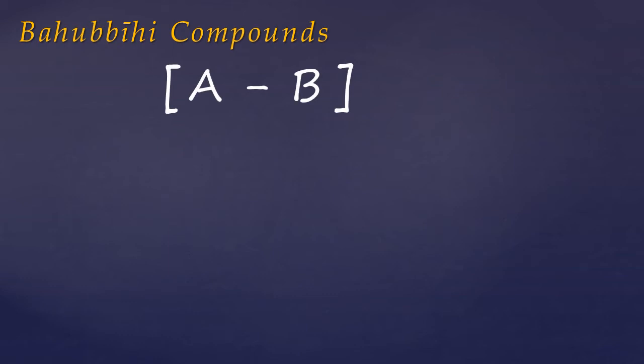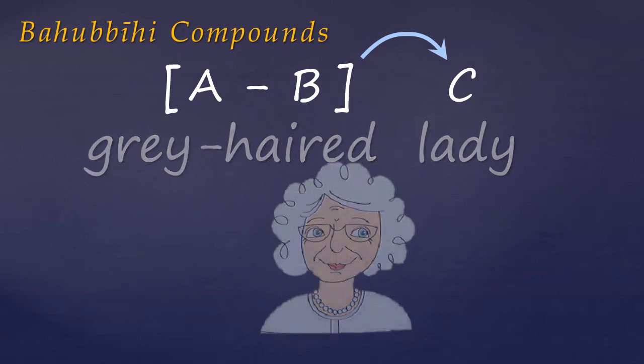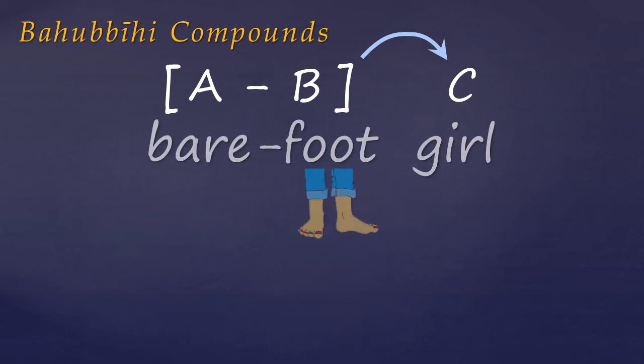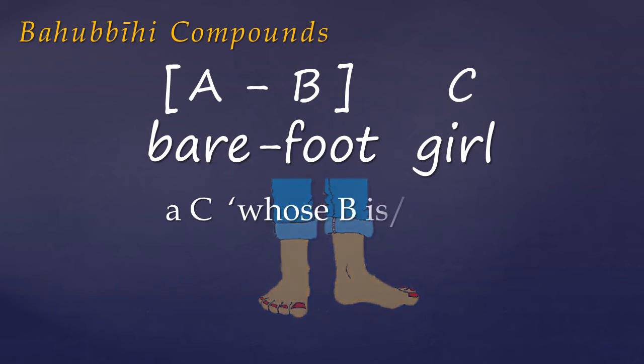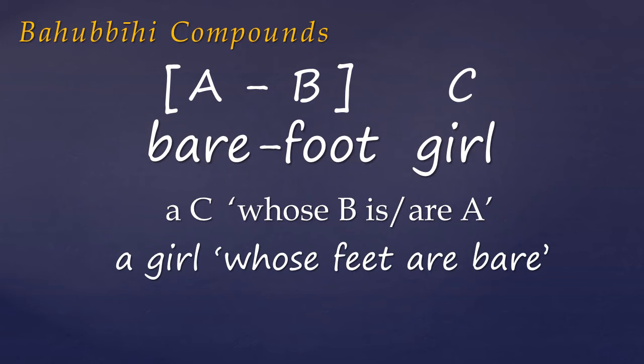But basically it's when another compound is used as an adjective to qualify a separate word. So some call them attributive compounds, or possessive, as we can often use "-ed" at the end. Even exocentric compounds, because they always qualify something outside of themselves. They are essentially equivalent to a relative clause, and can be expressed by a relative expression, such as a C whose B is A: a girl whose feet are bare.